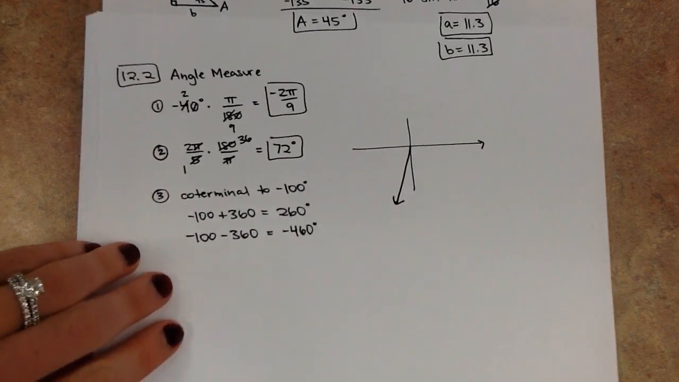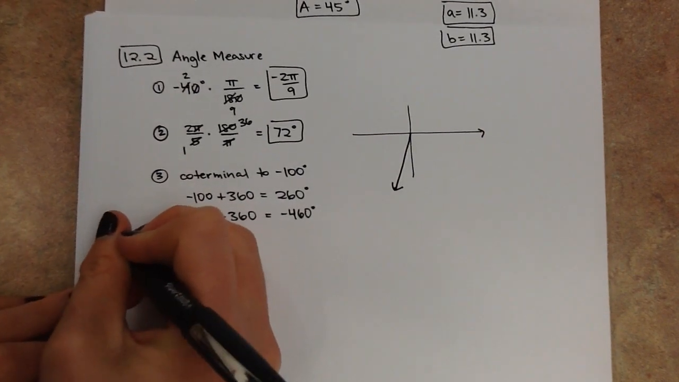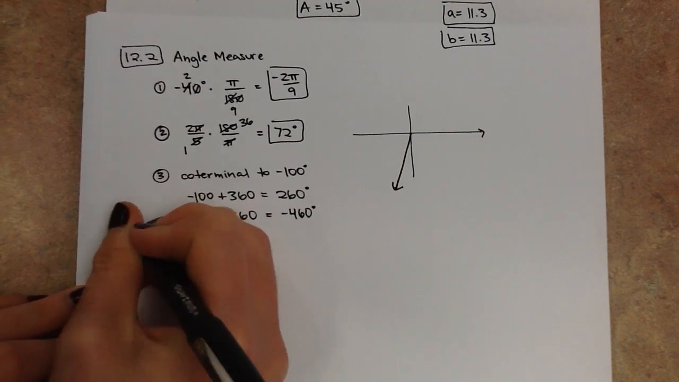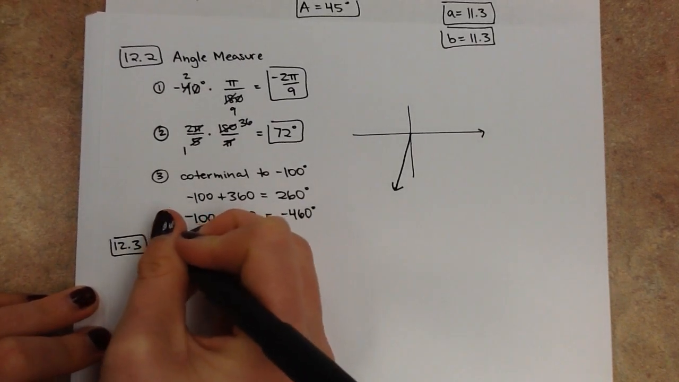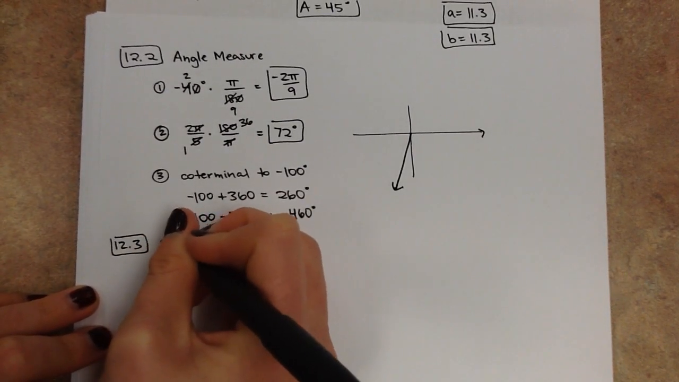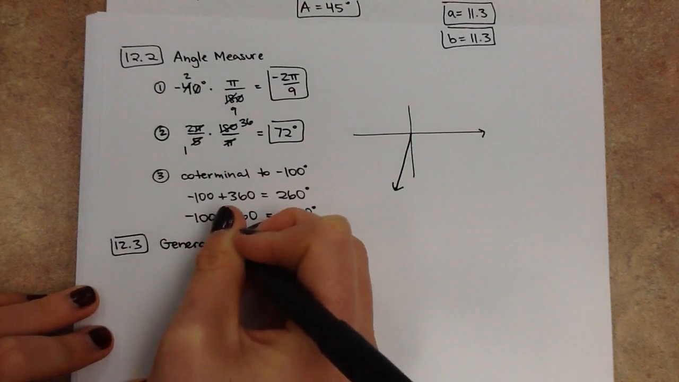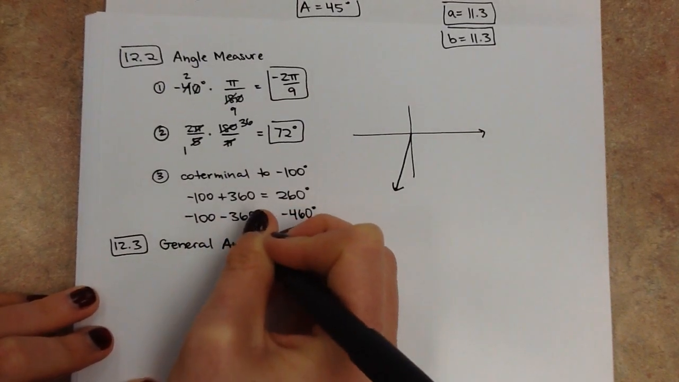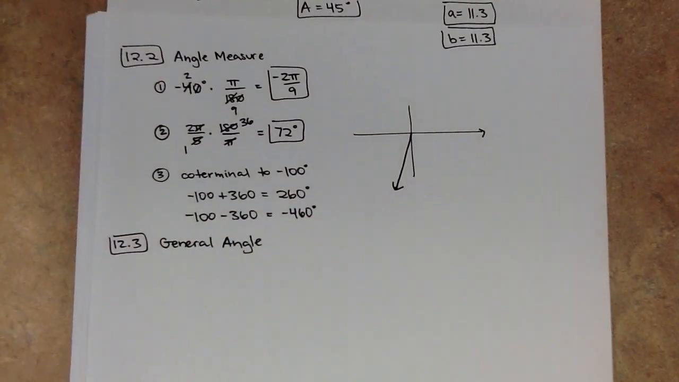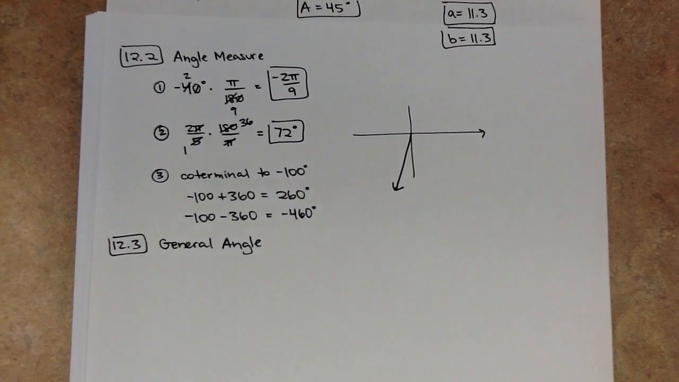12.3, we introduced general trig. You no longer had to be inside of a right triangle. So you still do sine, cosine, tangent, and all the others. But now we could be anywhere in the coordinate system: second quadrant, third quadrant, fourth quadrant. We don't have to be tucked inside of a right triangle.